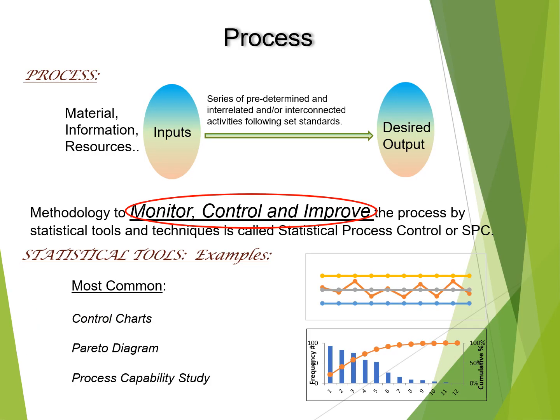Now, what is a process? In a process, inputs like material, information, and resources are converted into the desired output with the help of a series of predetermined, interrelated and or interconnected activities following some set standards. Now, using a few statistical tools and techniques to monitor, control and improve this process is statistical process control.